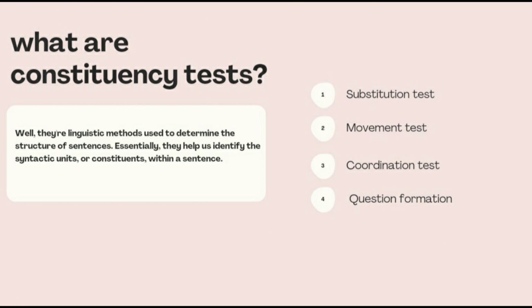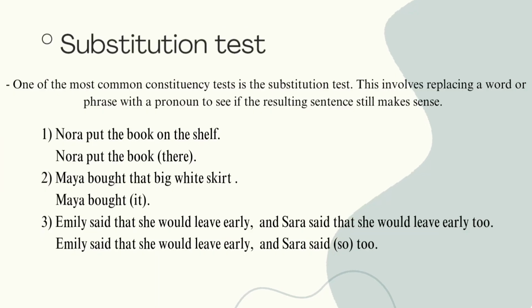First, substitution test, and it's also called pronominalization. Second, movement test, and it has two common names, fronting and permutation test. Third, coordination test, and the fourth and last test, question form. In today's video, we are going to just discuss the first two types, which are the substitution test and the movement test. So let's get started with the substitution test.